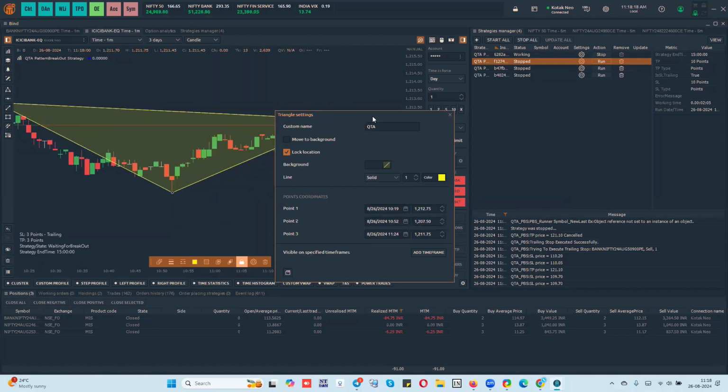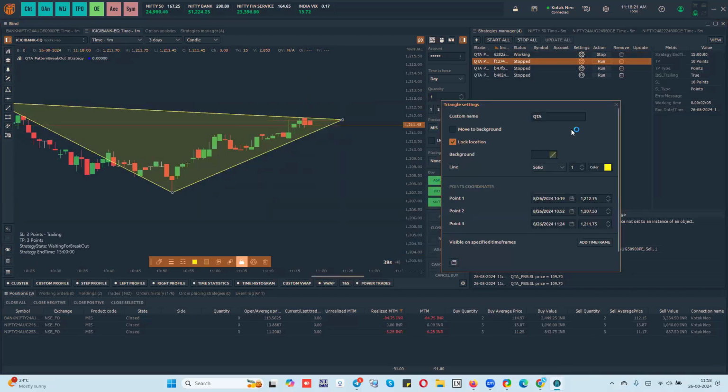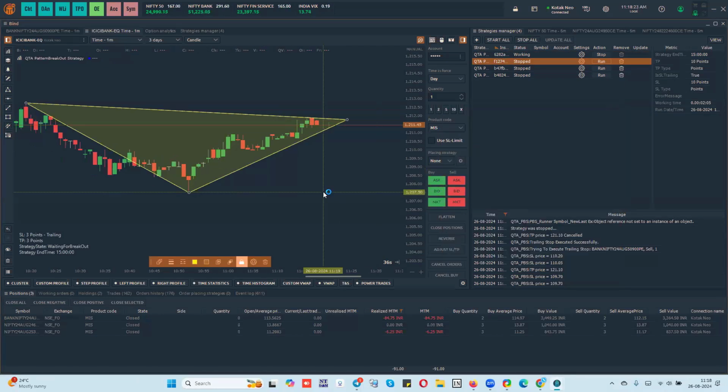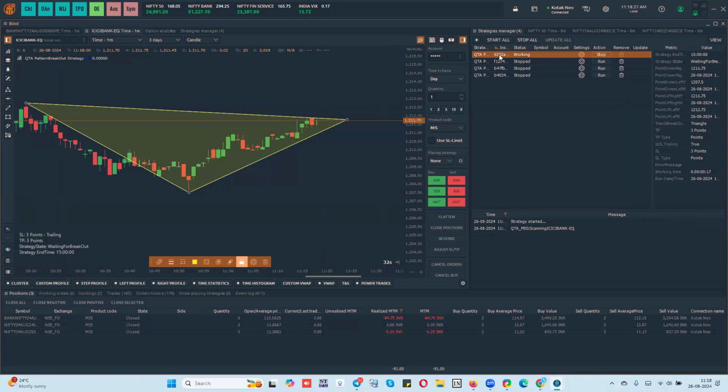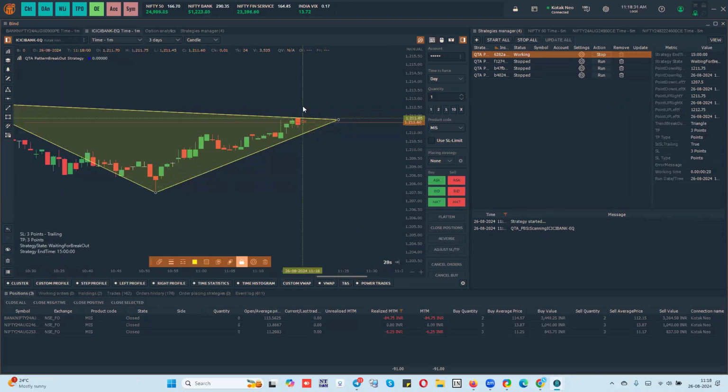So you can see that I've enabled QTA, lock the location. This is very important. Otherwise, the strategy will not work. Anyway, it will throw an error. So you know exactly what to do. So the strategy is working right now. On a break up of this range on the upside, it will buy, and on a break below, it will sell.